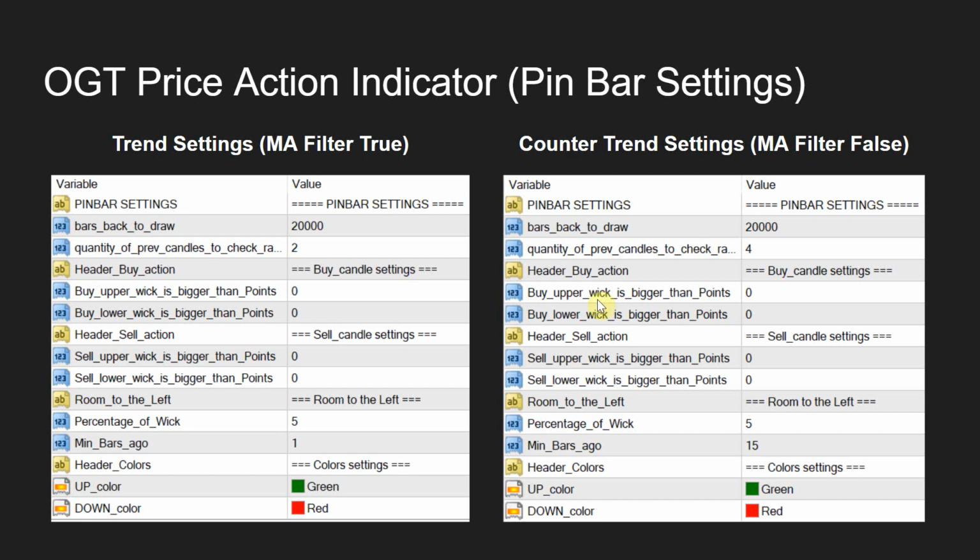And the last setting is the colors. If it's a bullish pin bar, you can have it green, and red if it's a bearish pin bar. Again, you can set those to what you want. So these are the settings I have. Let me know in the description, or drop me an email if you've got settings that work for you. I'm always looking to see what other people do.